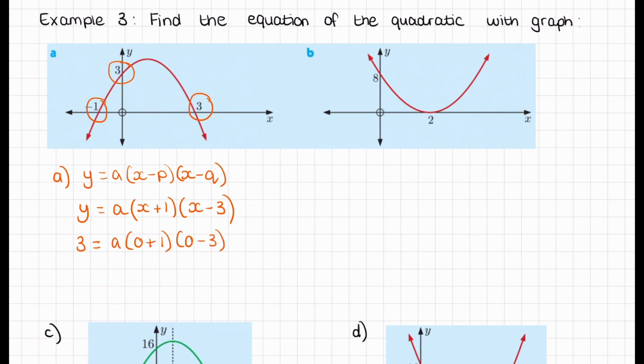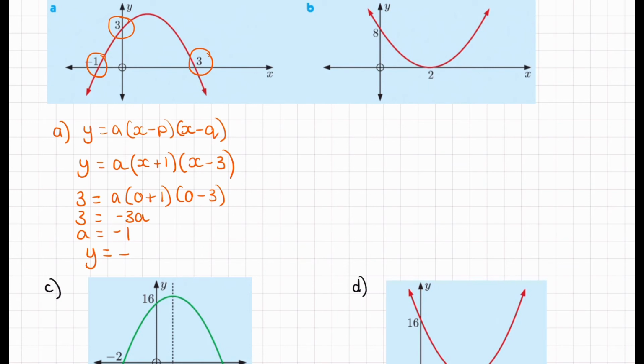And when we solve that, we'll get 3 equals, now we've got a times 1 times negative 3. So it'd be negative 3a. So our a equals negative 1. And then we can make our final equation. So we don't have to write the 1, we can write negative, x plus 1, x minus 3. Now part B, we have a quadratic here.